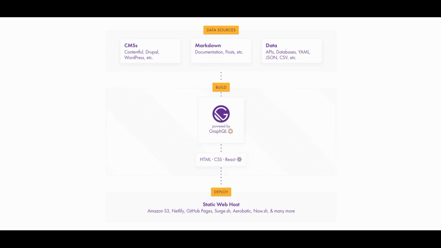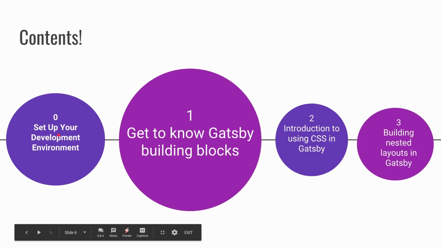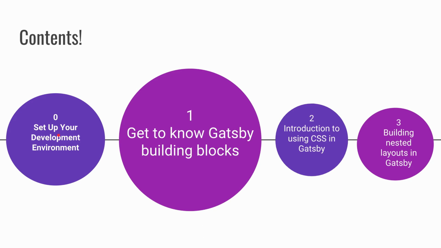So now that you finally know what Gatsby is and how it works, I'm sure you're very excited to dive in. The contents of this series will be: first, setting up our Gatsby development environment, then getting to know Gatsby building blocks, which involves seeing how to start new projects, develop and deploy sites. Then I'll introduce how to use CSS in Gatsby. We'll together explore libraries like typography.js and CSS modules. And finally, we'll take a look at how to build nested layouts in Gatsby.